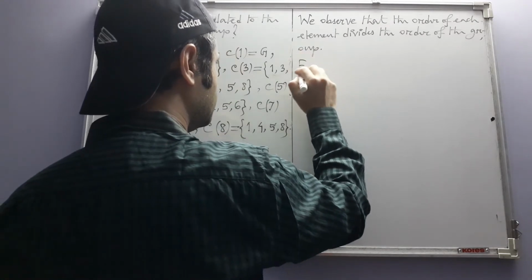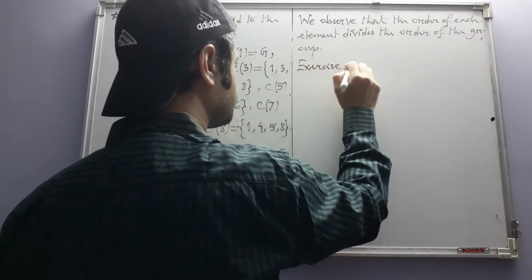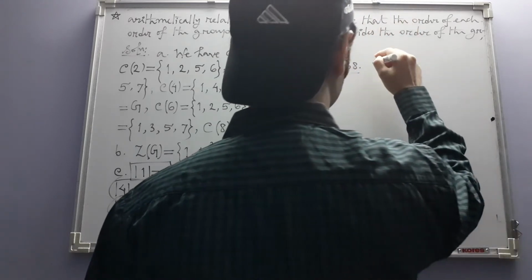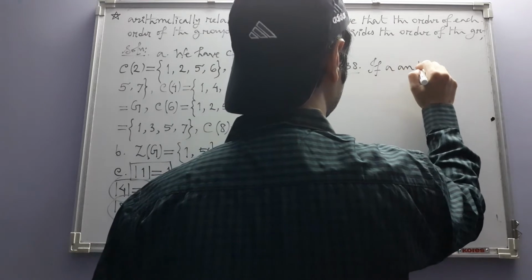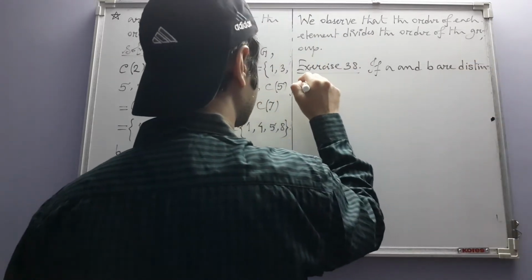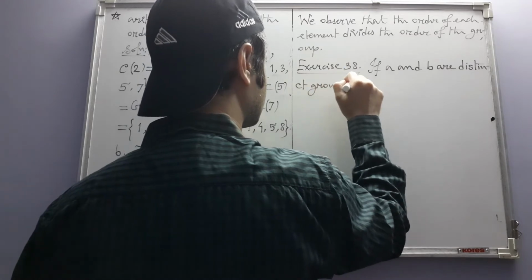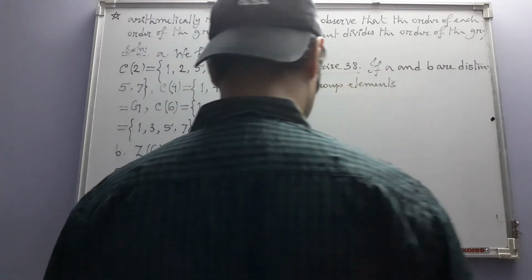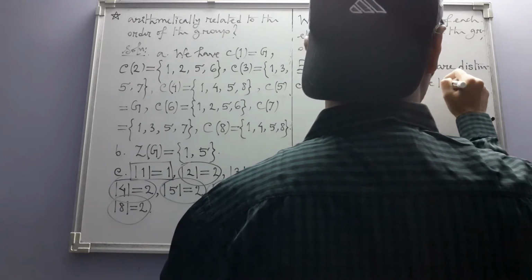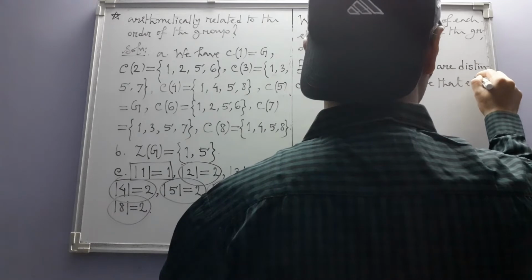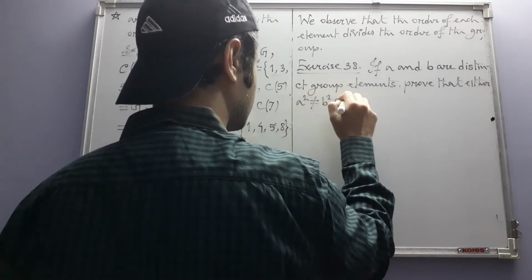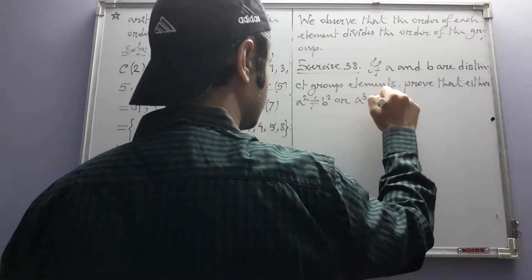Then 38. If a and b are distinct group elements, prove that either a squared is different from b squared or a cubed is different from b cubed.